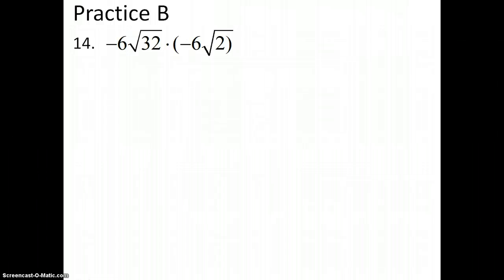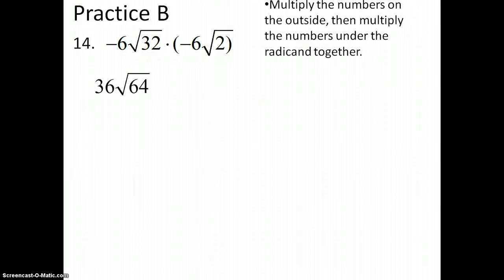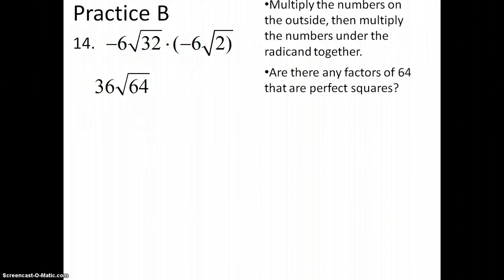Last one, you notice we do have numbers on the outside in this case, but again, it's no big deal. When the numbers are on the outside, all you do is multiply them. So when we've got negative 6 times negative 6, we get positive 36. If I've got 32 times 2, that's going to be 64. So what I end up with is 36 times the square root of 64. Then what I need to ask myself is, are there any factors of 64 that are perfect squares? And then I realize, wait a minute, 64 itself is a perfect square. So whenever you've got a perfect square, and that's the only thing under the radical, we're going to take it. So the square root of 64 is going to be 8.